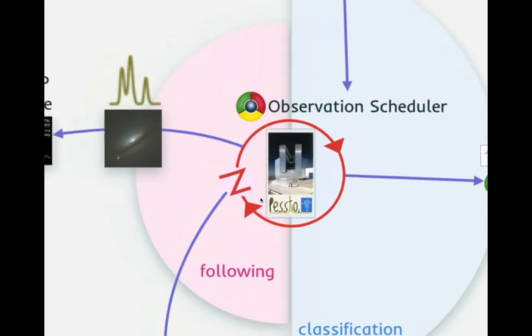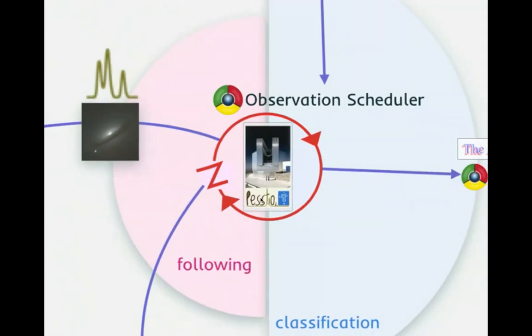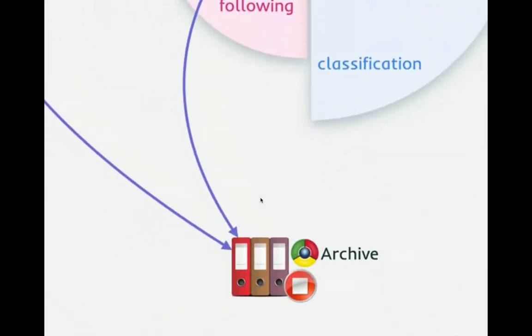So if we are going to follow it, we get the data at the NTT or any other telescope, and the data then gets pushed to Trieste, and the spectra will be publicly available via WISeREP. And then finally, whenever the observing campaign's finished, the object finally just gets archived with the rest of the objects, and that's the end of the workflow.